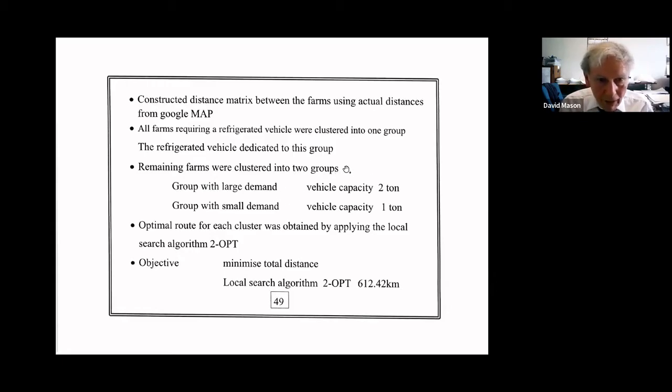So all the farms requiring refrigerated vehicles were clustered into one group, and then the remaining farms were clustered into two groups. The objective was to minimize total distance, and the local search algorithm 2-opt was used, and the minimum distance was 612 kilometers.